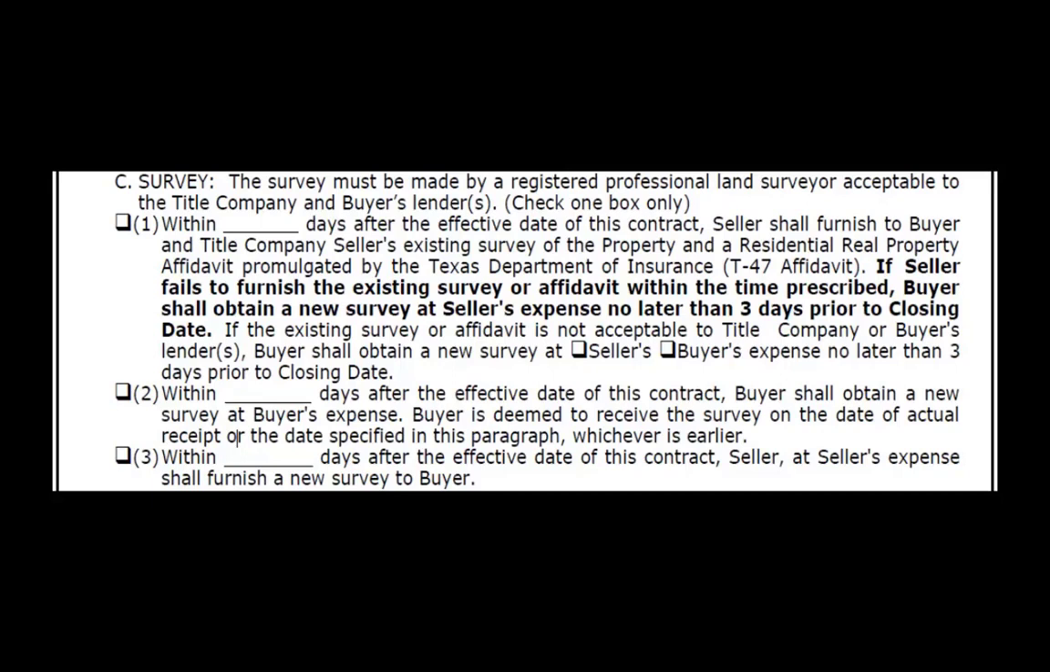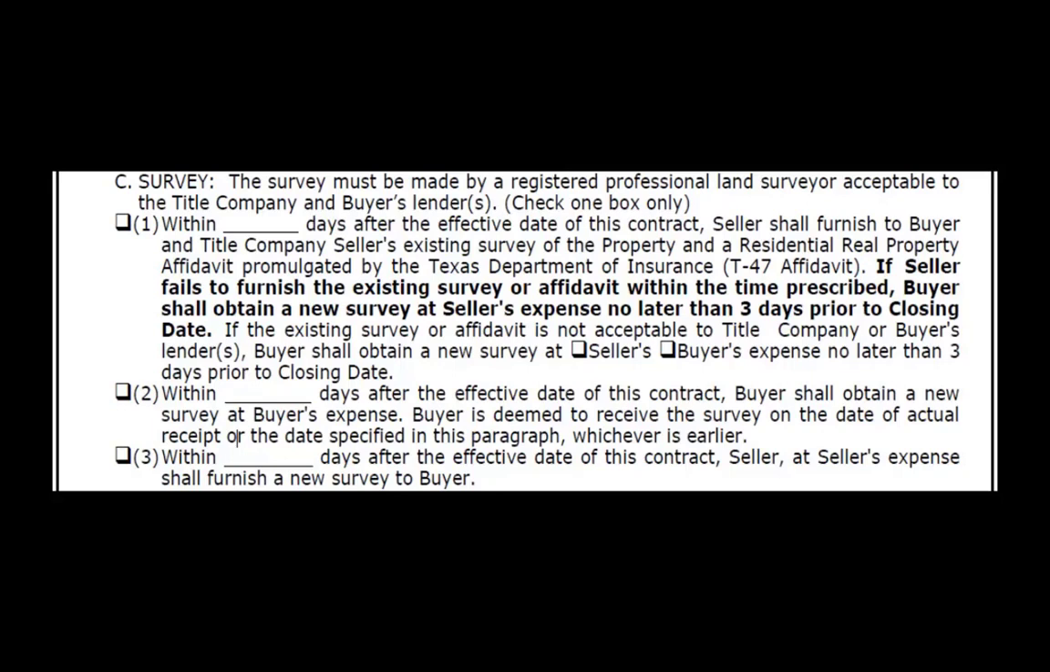Okay, so you've got a lot of things that are already happening here. Within a certain amount of days, I'm going to always put that amount of days to be at least the first portion of my option period. So maybe if I've got a 7-day option period, I might put a deadline of 3 days in there. And I'll typically ask for the survey right up front in my pre-offer phone call that I make to the listing agent. So a lot of times I'll just have that in my possession already. But there you go. So the seller shall furnish it to the buyer and the title company.